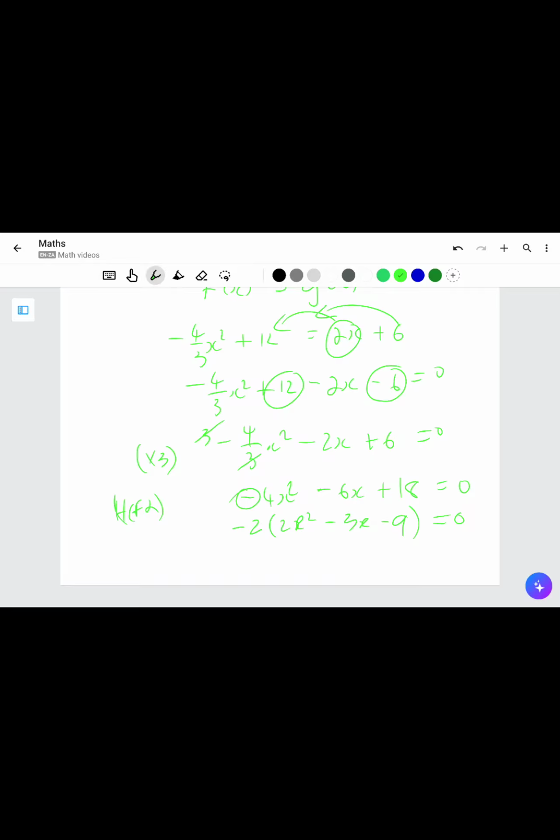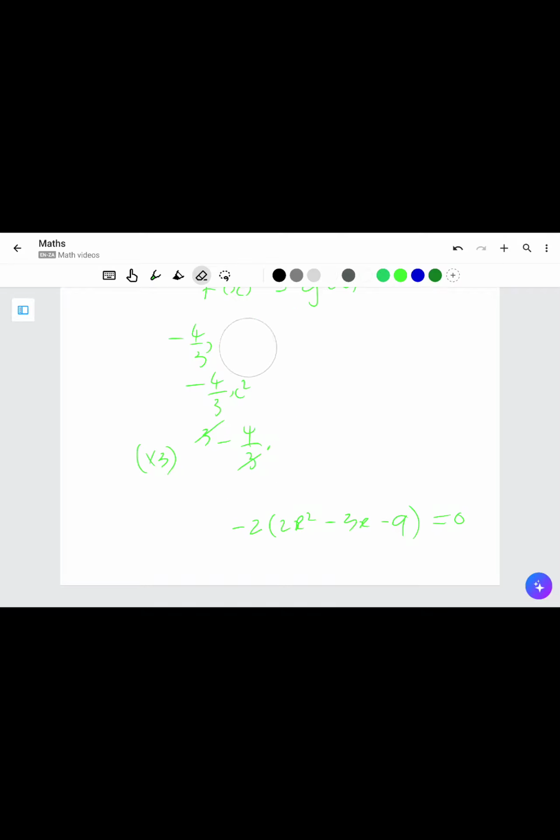Okay, let's get into the factors. Let's get some space here, guys. I don't have any space left, so let's take all of that which we have done already away. You guys followed how we got to that point. So remember, we were left with a negative 2, and we have 2x squared minus 3x minus 9, and that's equal to 0. Okay, so we can take that away now. So what are we going to be left with?